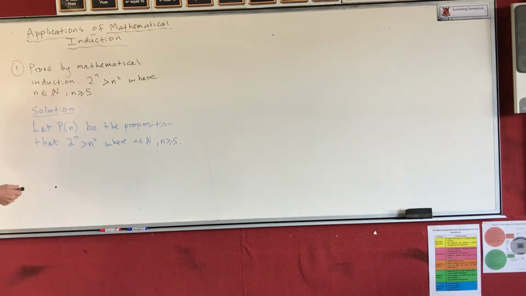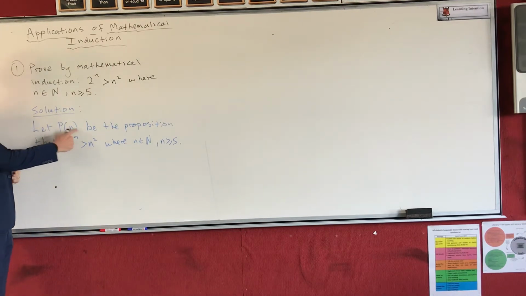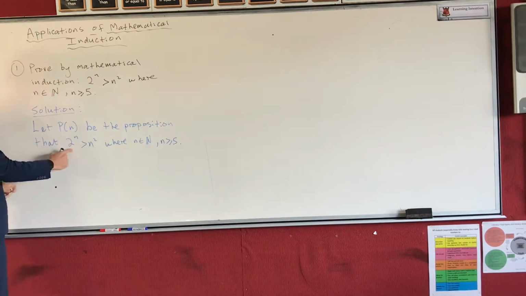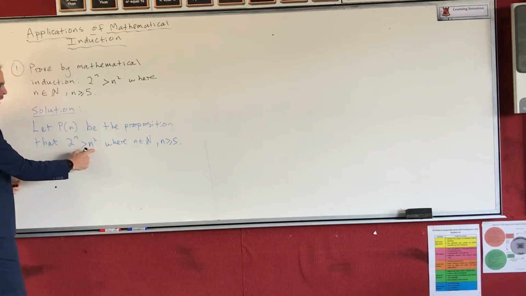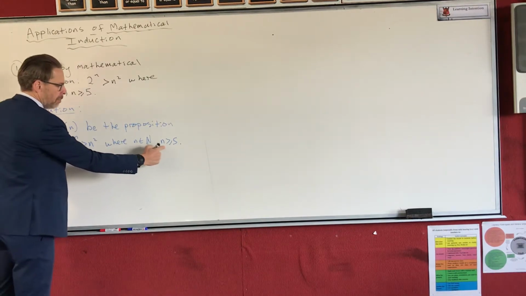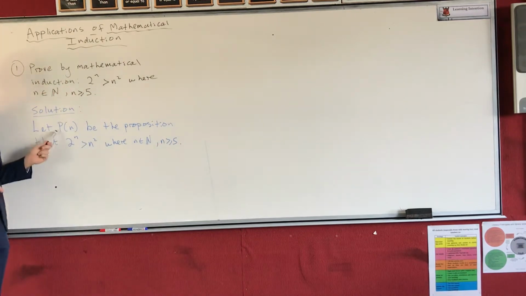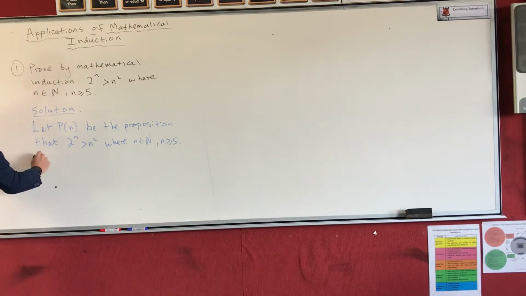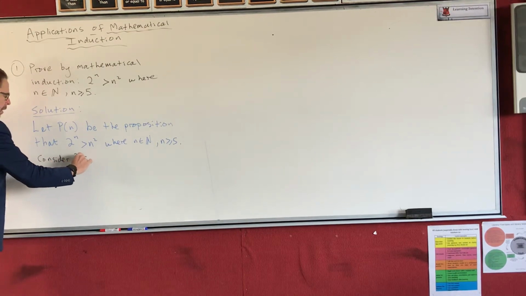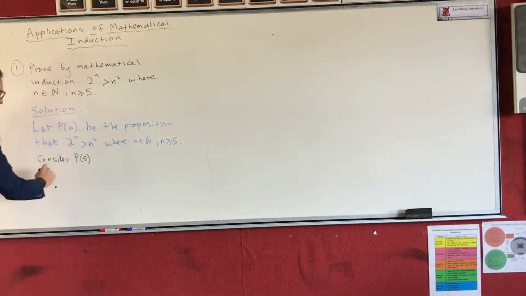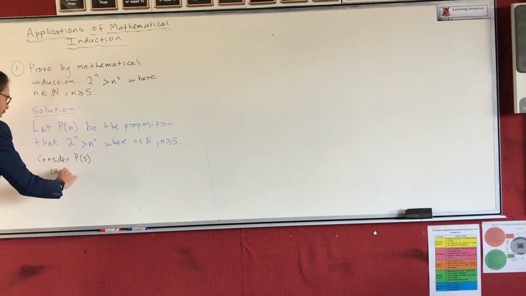So we'll start off by saying, let P(n) be the proposition that 2 to the n is greater than n squared, where n is an element of the natural numbers, and n is bigger than or equal to 5. Now this notation is not necessary, but it doesn't hurt to be familiar with another way of setting it out. You could just start off by saying, let n equals 5. The advantage of this notation is we can start off by saying, consider P of 5. Okay, so let's look at the left hand side first for P of 5.